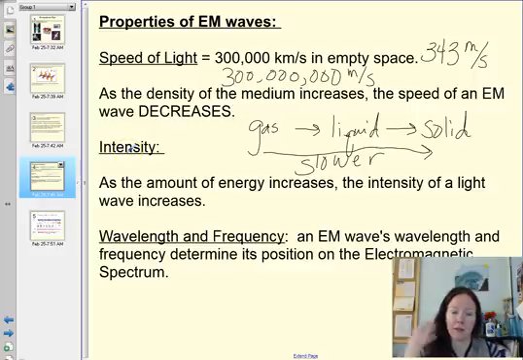Intensity is related to the amount of energy that is involved in the wave, I guess. So as the amount of energy increases, the intensity of the light wave increases.